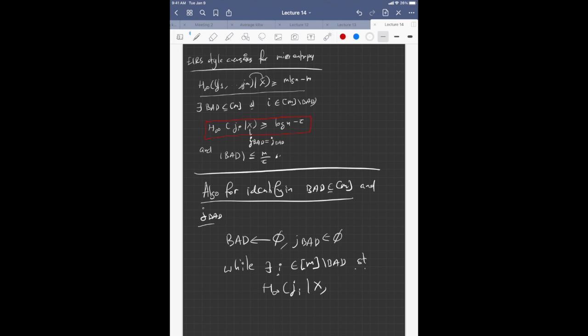So conditioned on this neighborhood of x and the current set of bad rows. Initially we are looking at the entire neighborhood of x, but by doing this iterative algorithm we have identified some bad rows, and we have fixed those bad rows to some particular values j tilde. So let me call this j tilde of bad.